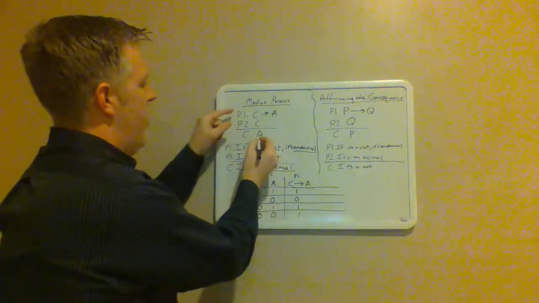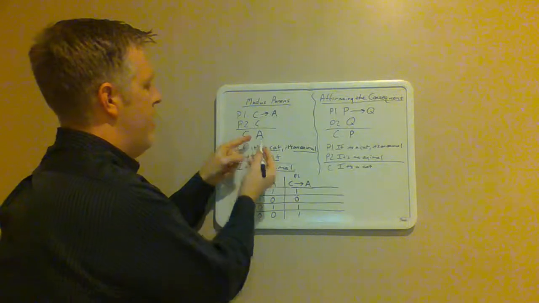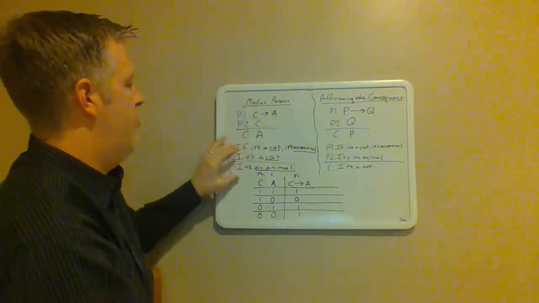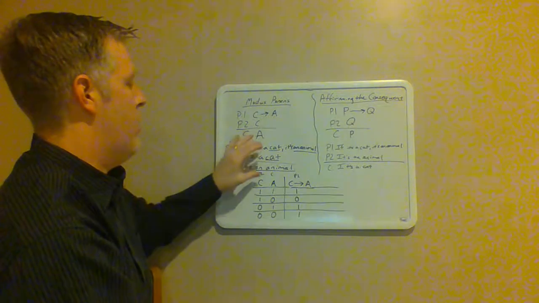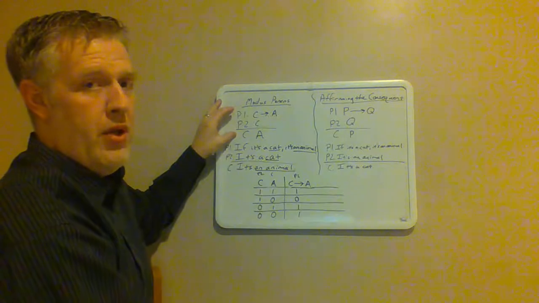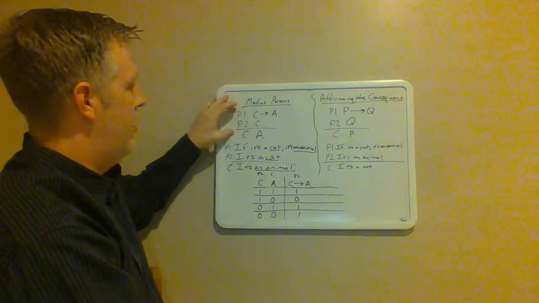So I've changed this to, if it's a C, then it's A. It is a C, therefore it's A, right? And that is actually the logical notation for this sort of average, everyday, ordinary expression of the argument, right? If we were to translate that into the logical notation we've been talking about in the previous videos, this is what it's going to look like, right?